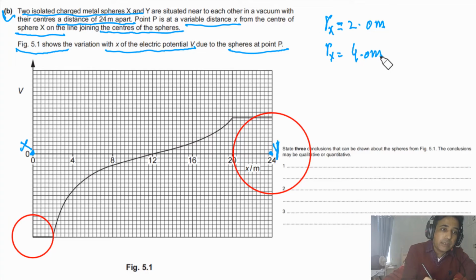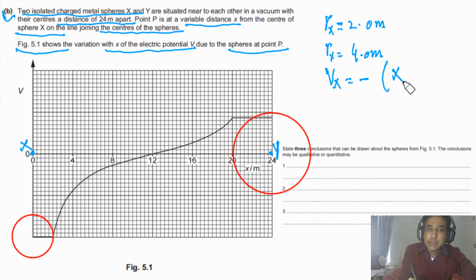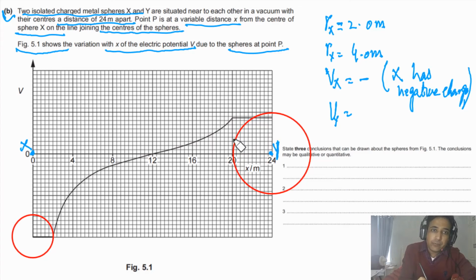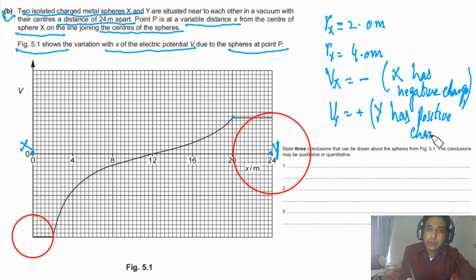And the second thing we can say, the potential of this one is negative. Potential of sphere x is negative. It means x has negative charge, or we can say this is negatively charged. So x has negative charge. You can conclude from here. Vy, as we see Vy, this potential is positive, so we can say y has positive charge. So we can simply write down here y has positive charge.